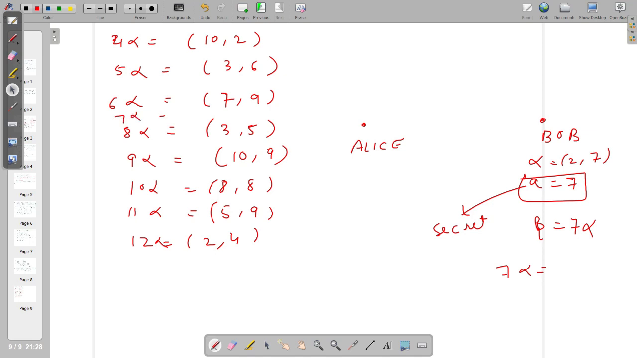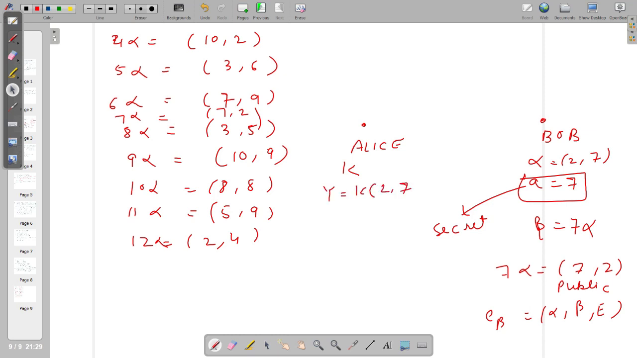Here I forgot to write it: 7 alpha comes out to be 7,2. So now this 7 alpha is public, because the public key is alpha, beta and E. Now Alice selects a K, and then it is going to encrypt: y1 is equal to K times 2,7, and y2 with masking is equal to K x plus K times 7,2. So this is called encryption.